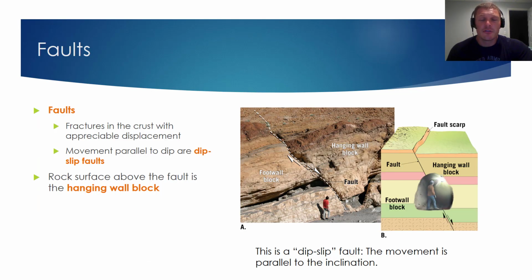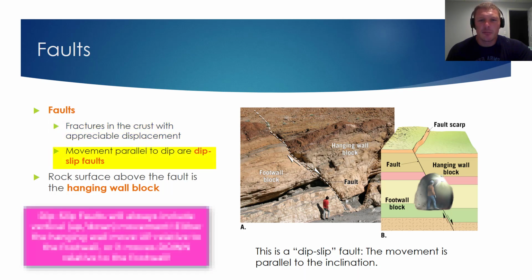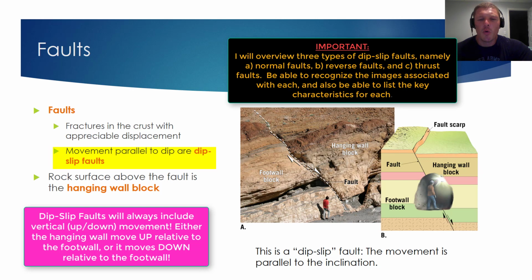Although we defined faults in Vodcast 6.1, which was our overview of earthquakes, I'd like to restate that faults are fractures in the crust with appreciable displacement. Shown in this image is what's known as a dip-slip fault, and the fault is labeled with the white dotted line you see running diagonally across the image. With a dip-slip fault, the movement will be parallel to the inclination.